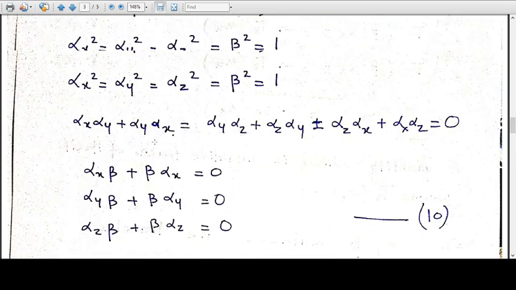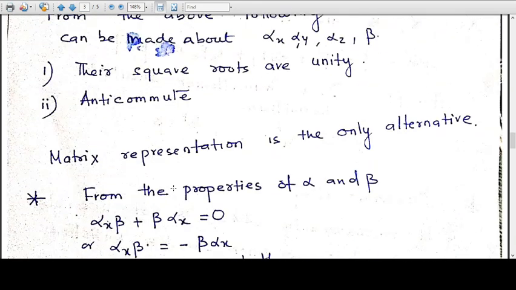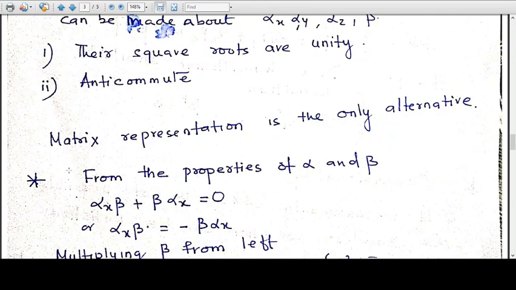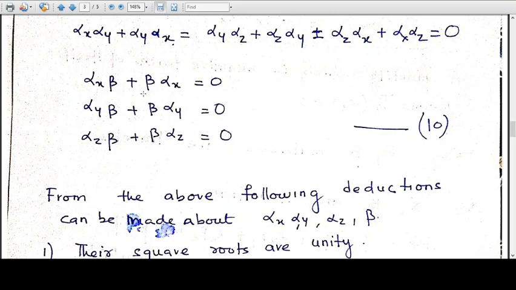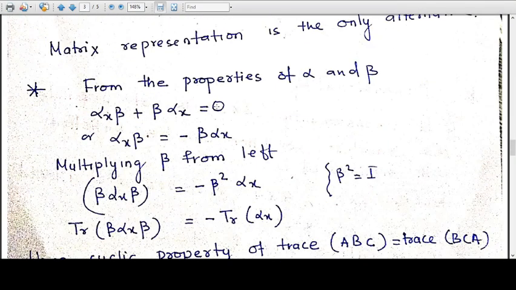Now, we have got all these expressions. From these we will derive some of the properties of alpha and beta, which will lead us to define, or rather express, alpha and beta. That will be the correct word. Now, from the properties of alpha and beta, let us see what you see. Alpha x beta plus beta alpha x is equal to 0. So this can be written as alpha x beta is equal to minus beta alpha x.